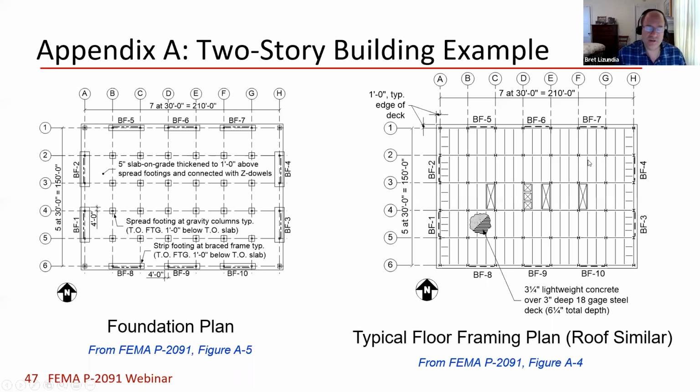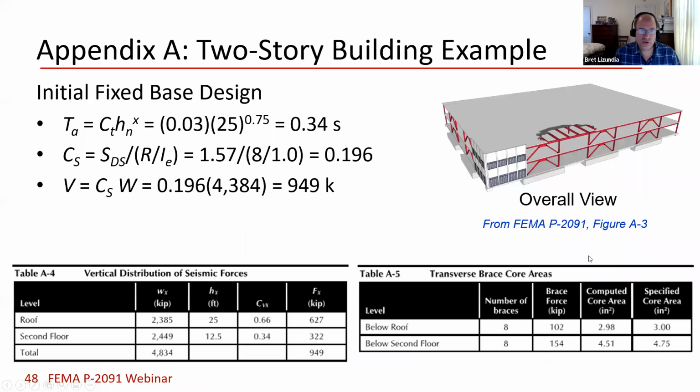The base shear is the same, so that means the sizes in the transverse direction need to be a little bit bigger to take the same force. In SSI, you always start with the fixed base design, and you compare things against it. So we take the equations for fundamental period. We've got the 25-foot height and our CT value that you would use with the BRBF, and you get 0.34 seconds, a very short period.